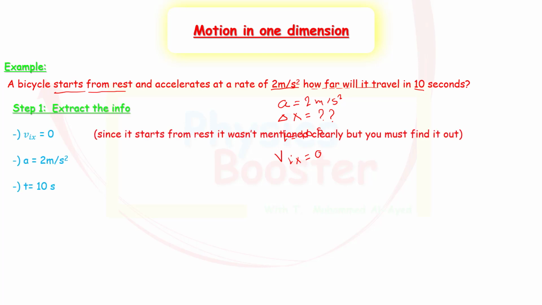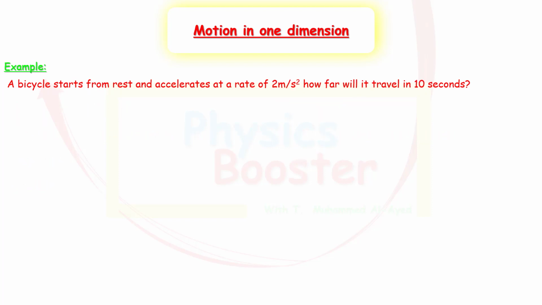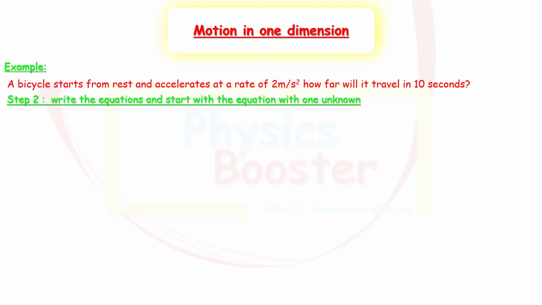Again, we extracted the information. Remember that it starts from rest. a is equal to 2 meters per second squared and t is equal to 10. It's asking us to find delta x. Okay. Second step. We're going to write the equations of motion. We are going to write all the equations of motion, and let's start with the first equation. Remember, this is the input that we got from the question. Equation number 1 says that v final x is equal to v initial x plus a multiplied by t.